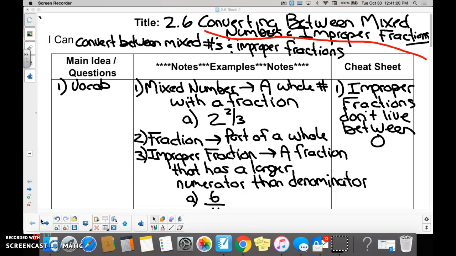2.6 converting between mixed numbers and improper fractions. I can convert between mixed numbers and improper fractions. All right, thank you, Mary. Can you guys convert between the two of them? Yes. All right, so a mixed number.